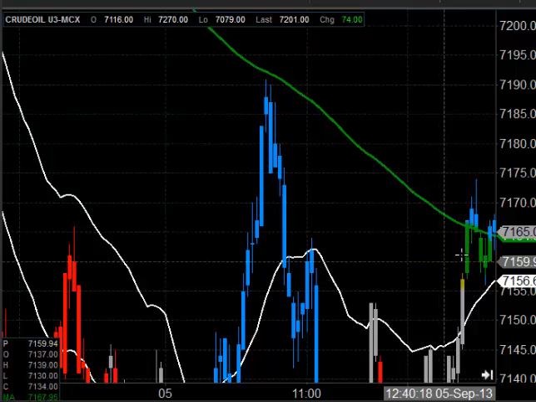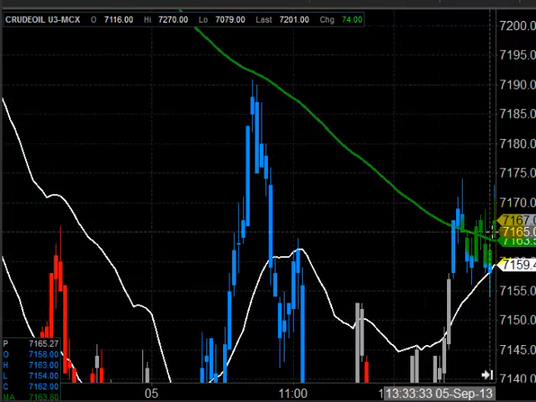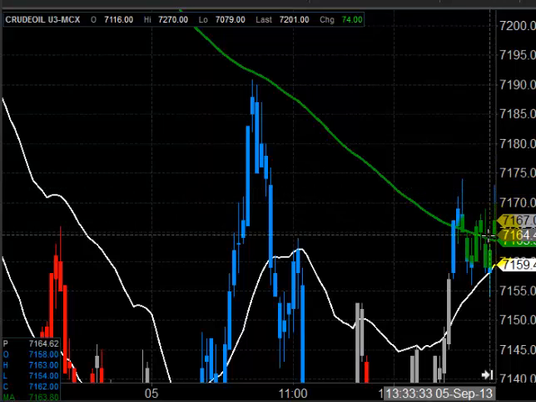Now let's continue this trade, and again you can see the price was bouncing back above 7 points from this green line.